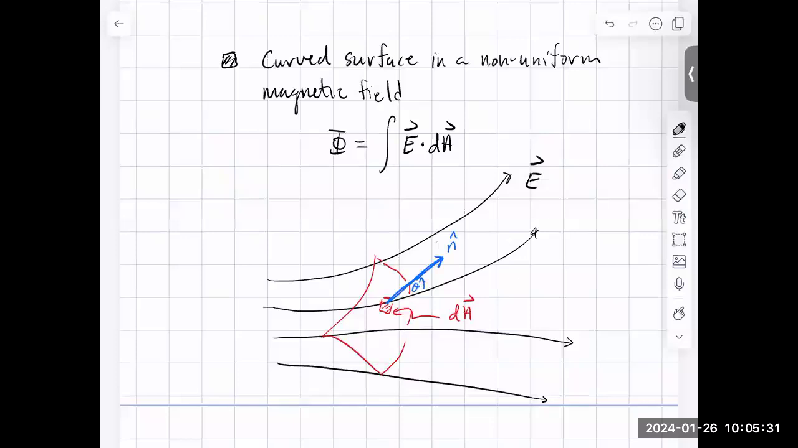So the rule of thumb is that if the normal vector and the electric field are approximately parallel, or more parallel than they are anti-parallel, then those parallel ones have positive contributions to flux. If the normal vector is approximately anti-parallel to the electric field, then you're going to get negative contributions to the flux. And that's going to be important for what we're about to talk about.